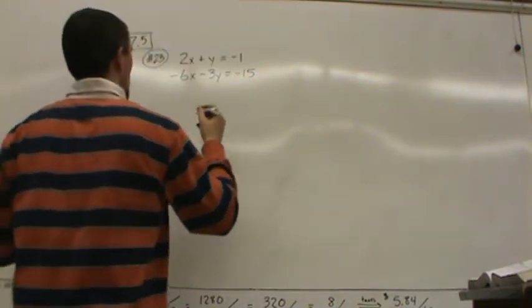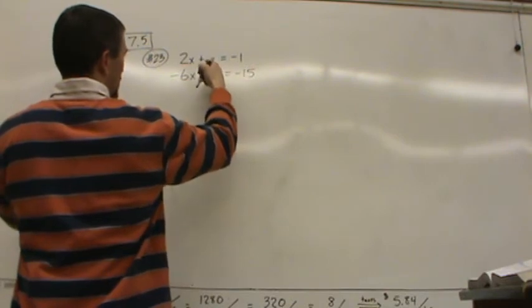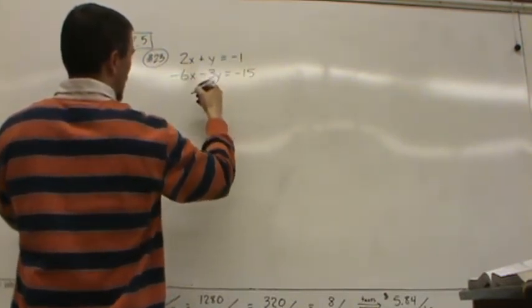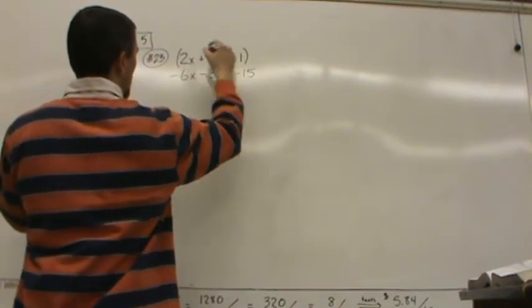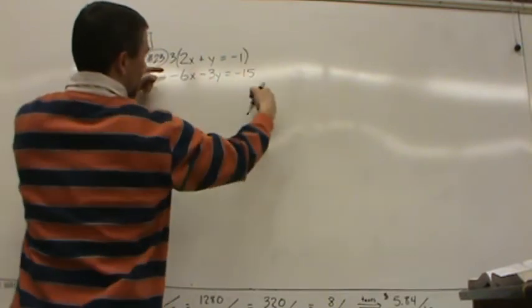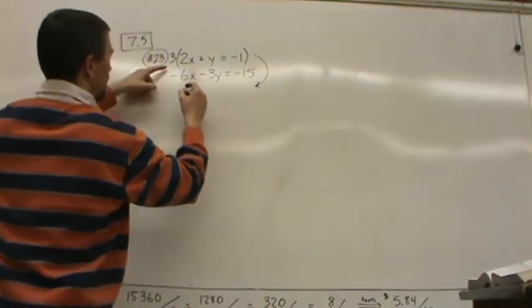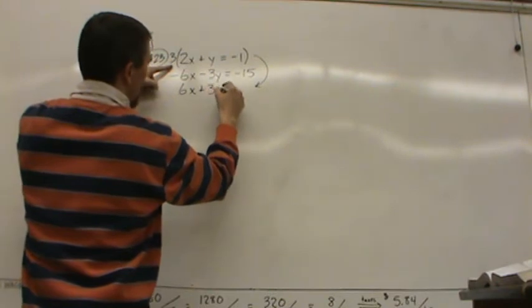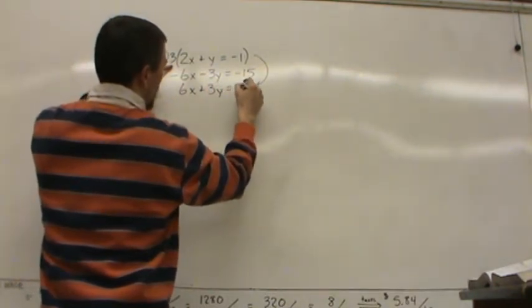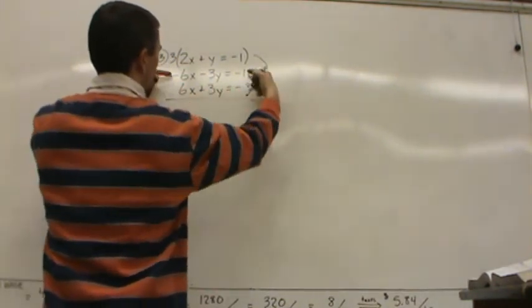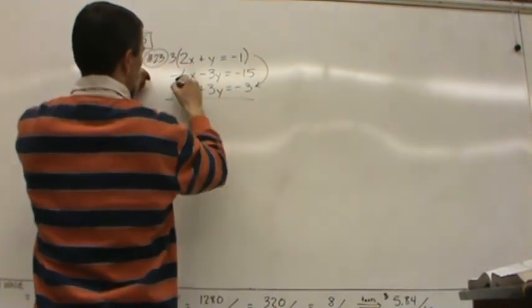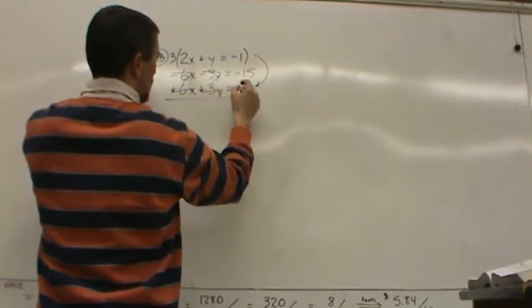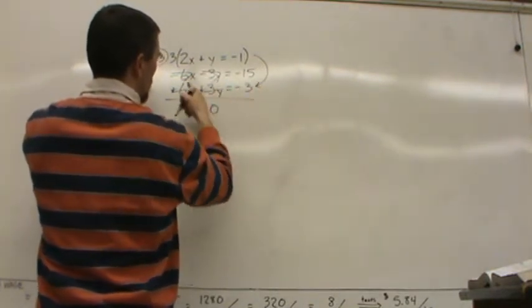So let's use combinations. I can see here that since I have a 1y, it'll be easy to triple everything up here, and then it'll cancel out with that. So if I multiply everything up here times 3, I'm going to rewrite it down here. I'm going to make sure that it's clear what I'm doing here. 6x plus 3y equals -3. So now these two, I just moved that down here. Now they're ready to cancel, and I get 0.